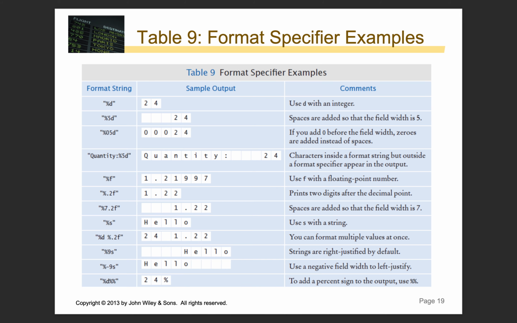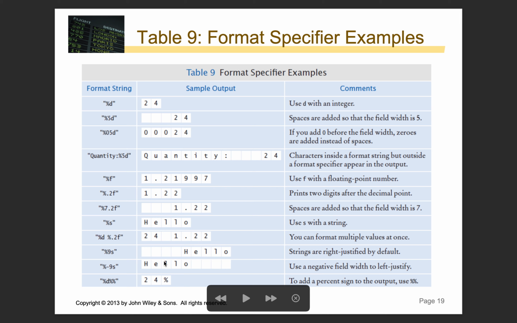We can format multiple values at once. So something like %d, %.2f is saying, hey, we've got an integer, this is how it's going to be formatted, followed by, hey, we've got a floating point number, and format it so it only displays 2 decimal places. Strings are right justified by default. So %9s is going to say the field width is 9, and we're using a string. Because there's no minus sign, and by default they're right justified, the string is going to be right justified. So we've got hello on the right-hand side.